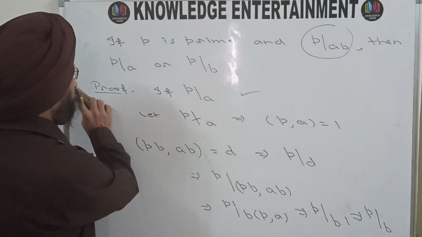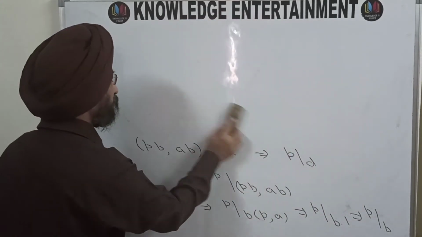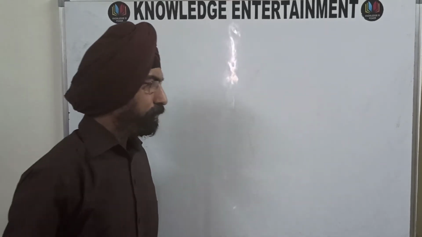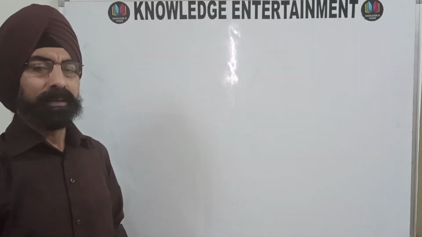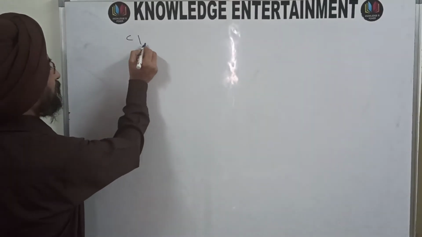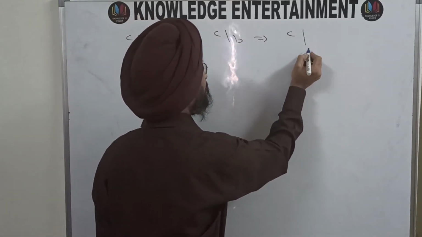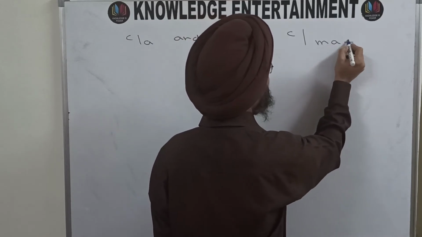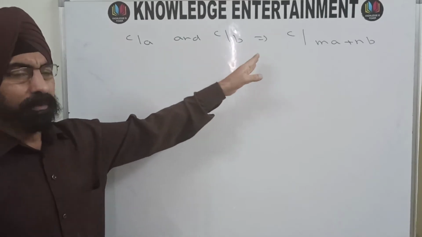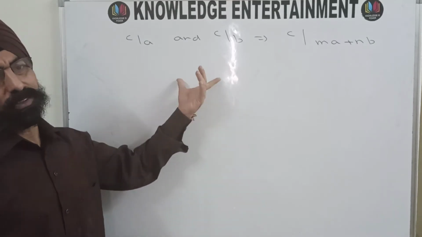So this is a very important result, which will be used again and again in number theory, that if P is a prime number and it divides the product AB, then P divides A or P divides B. There is another very easy concept, that if C divides A and C divides B, then C divides any linear combination MA plus NB of A and B. If C divides two numbers, then C divides each and every linear combination of these two numbers.